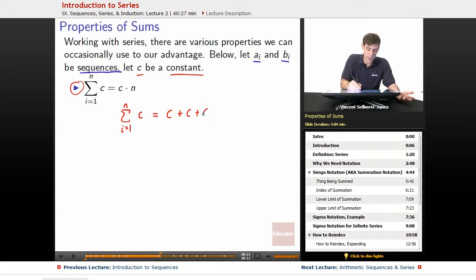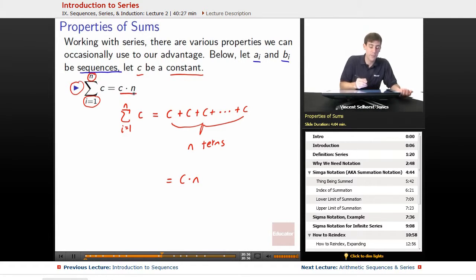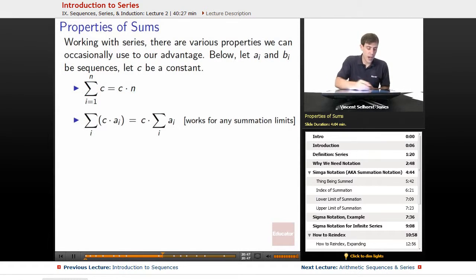So it's just going to be c plus c dot dot dot plus c, that many times. So if we've got that, how many times did it show up? Well, we went from i equals 1 up until n, so 1, 2, 3, 4, we count up to n. We've got a total of n terms in there. So if c adds to itself n times, then that's just c times n. So that's where we get that property for how sums work. If it's just a constant being added through a series, we can just multiply it by the number of terms in that series.